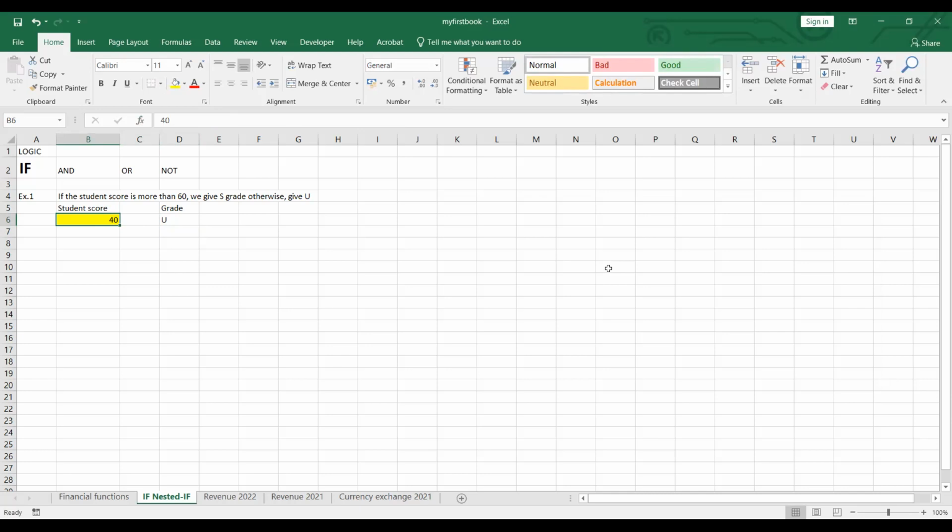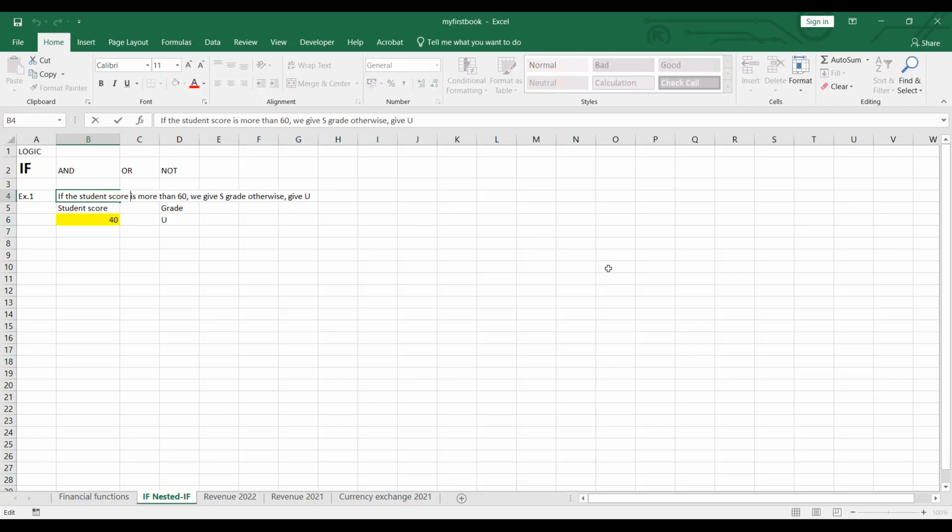The important thing for the IF function, apart from the value if true and value if false, is the condition, because the logical operator is very important whenever you have to translate from a real world problem into the IF function. For example, when we are talking about the grade of the student, for S and U grade, normally the S grade is greater than or equal to 60.